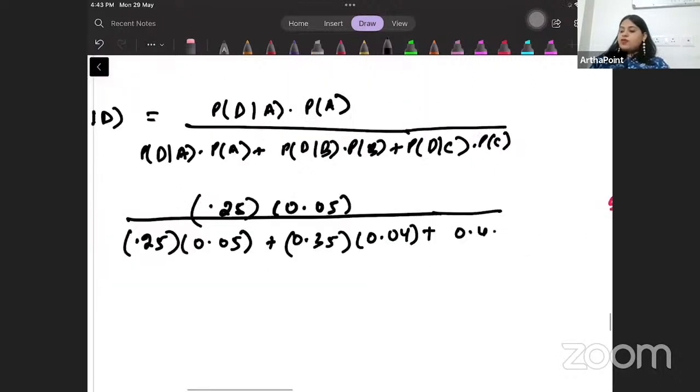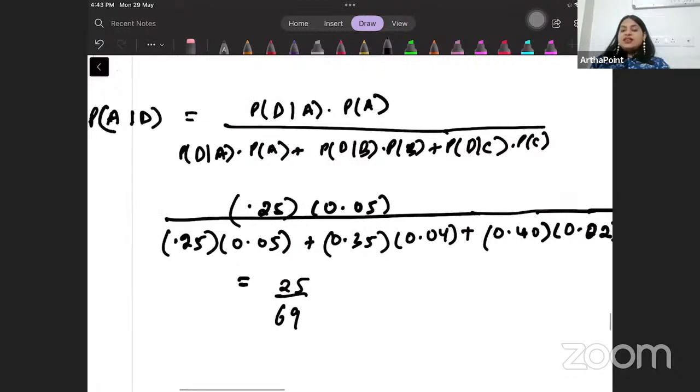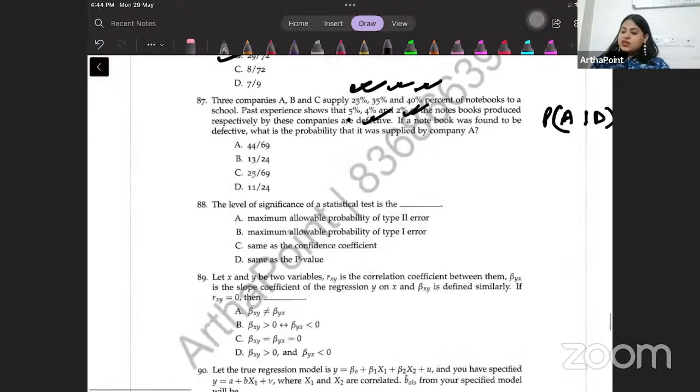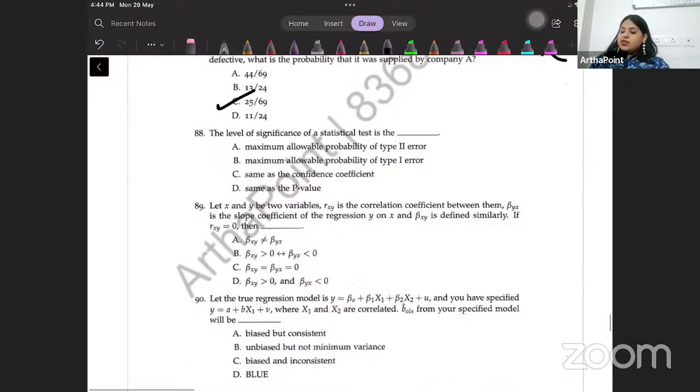So 0.40 into 0.02. So beta, when you solve this, you will get 25 by 69. I'm not going into the solving, but when you solve this, you will get 25 by 69. So that's the answer to this question. Okay, beta, come to the next question.